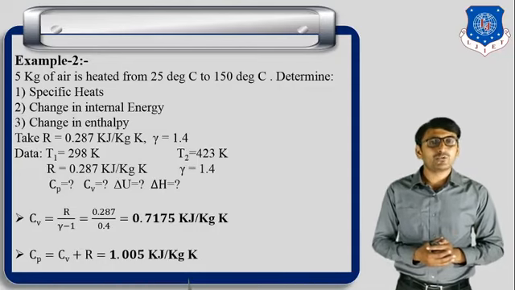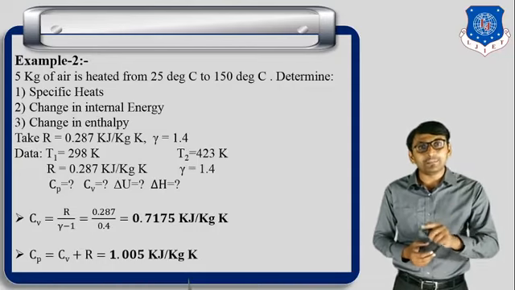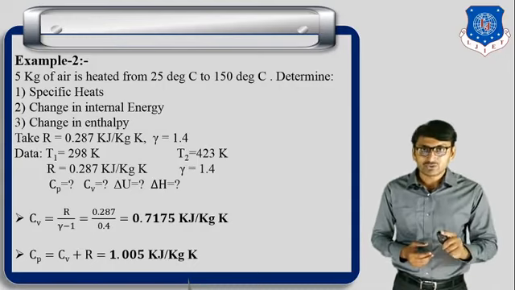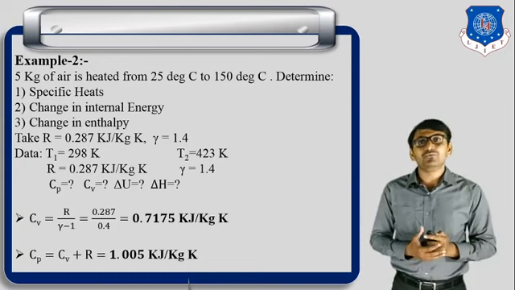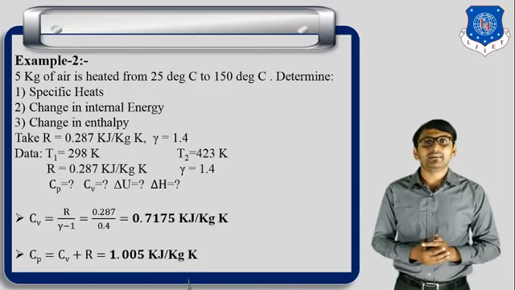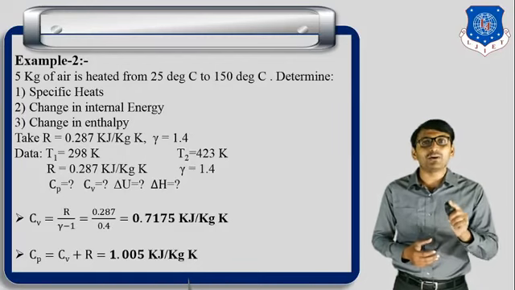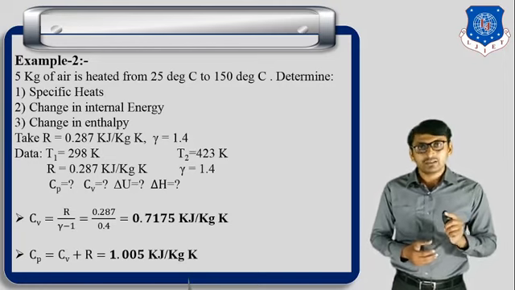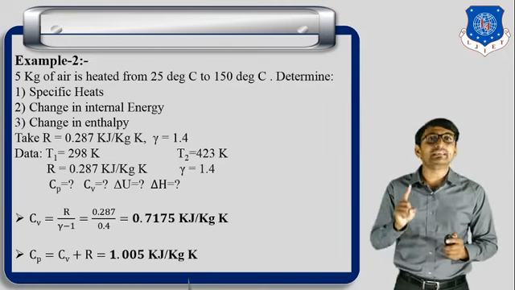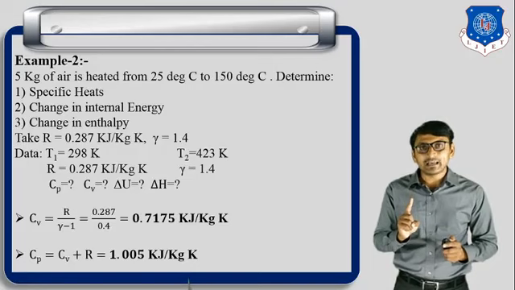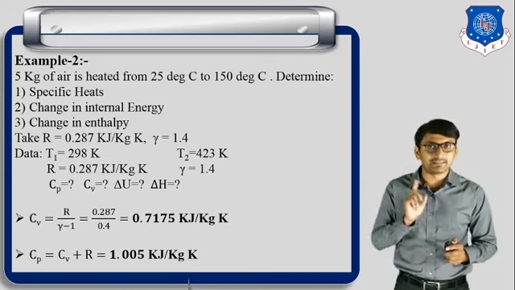Then we know the formula of relation between Cp and Cv, that is Cp minus Cv is equal to R. So transfer Cv on that side, so we get Cp is equal to Cv plus R. So we get value 1.005 kilojoule per kg Kelvin, which is value of Cp. So in first step, we find out Cv, specific heat at constant volume. In second step, we find out value of Cp, specific heat at constant pressure.